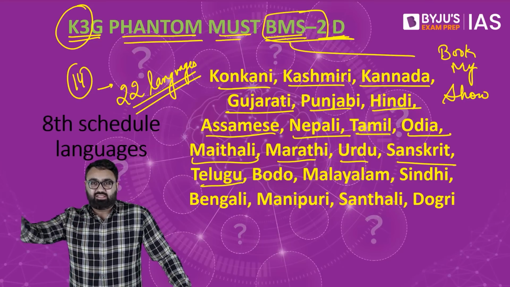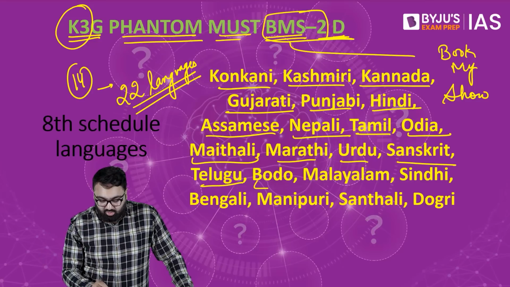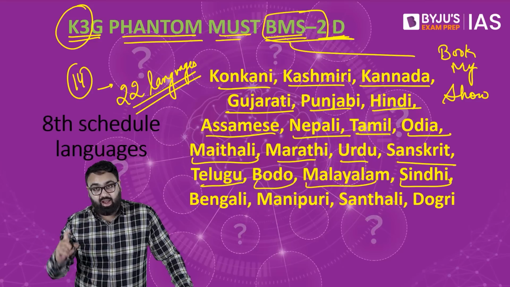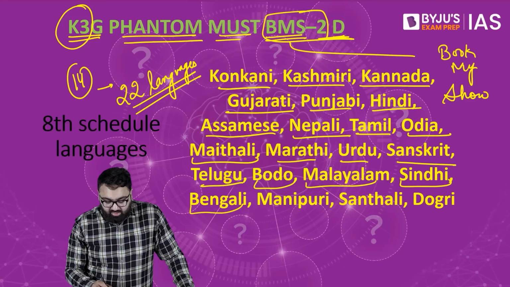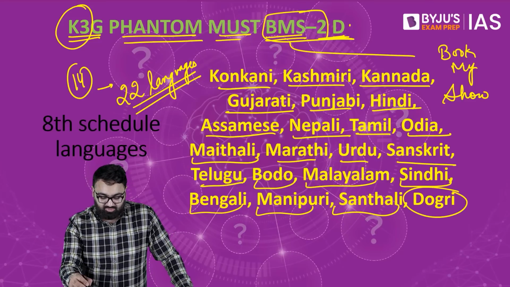Then we have BMS, Book My Show twice. Okay. So BMS is Bodo, Malayalam, Sindhi, and one more time Bengali, Manipuri and Santhali. And in the end we have the Dogri language, that is for D.